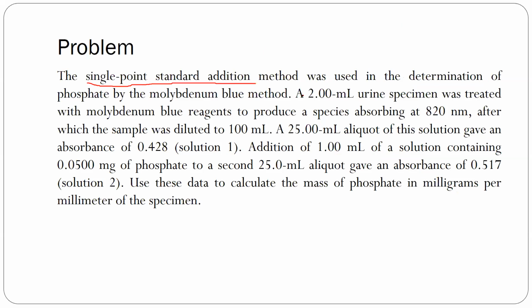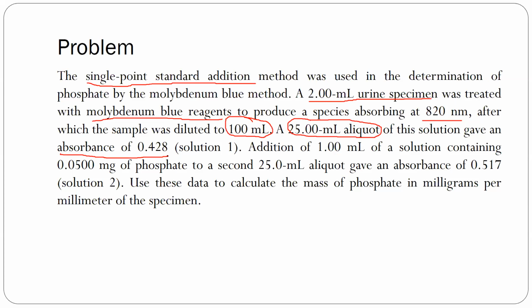Okay? So, you started with 2 ml urine sample. Treat it with molybdenum blue reagent. Ito yung kanina, di ba? To produce a complex. Absorbing at 820 nanometer. Probably magkaiba ng konti kasi kanina 600 something ata yung nanometers. Ito 820. Tapos, after doing that, from your 2 ml sample, dinilute mo ng 100 ml. Okay. Tapos, kumuha ka ng 25 ml dun sa 100 ml. And that 25 ml aliquot gave an absorbance of 0.428.